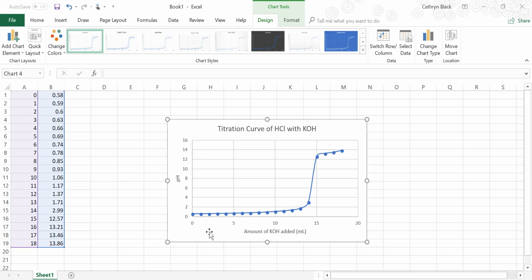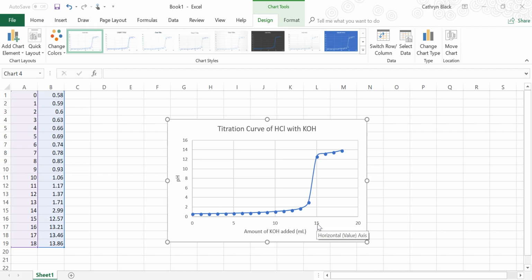So you should be able to use your titration curve to determine the equivalence point. But looking at our graph, it's really hard to estimate since the amount of KOH, our potassium hydroxide, goes up in 5 milliliter increments.